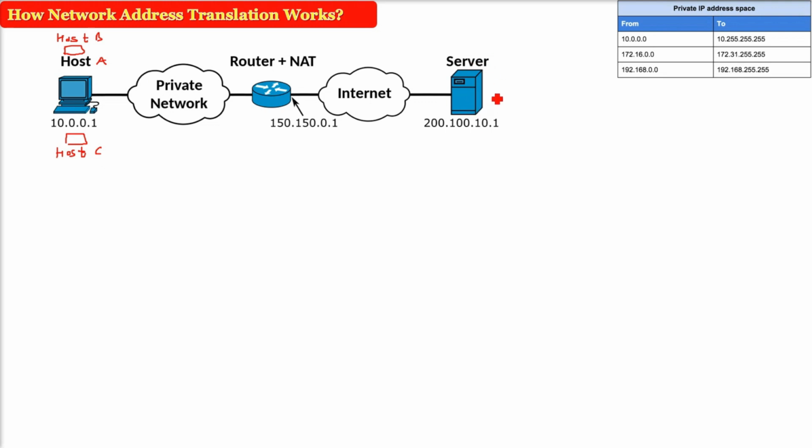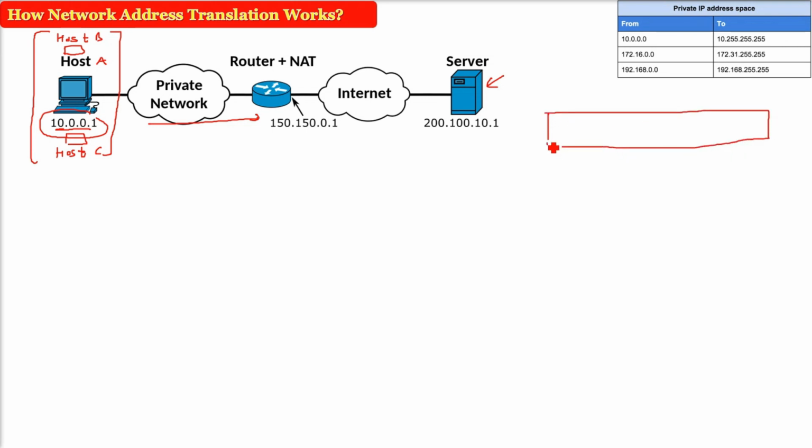Now it wants to get connected to the internet, or a destination whose IP is 200.100.10.1. So how will the connectivity take place? The source is 10.0.0.1, which is an IPv4 address, which is a private address. And the destination is 200.100.10.1. But private is not known at public, and public is not known at private. So when it is passing, it will reach the router where the NAT, network address translation, will take place.